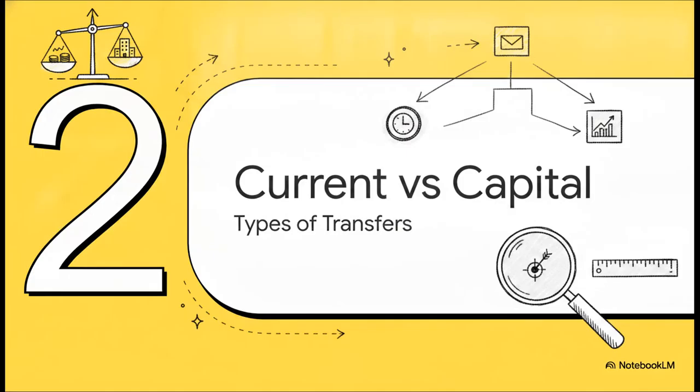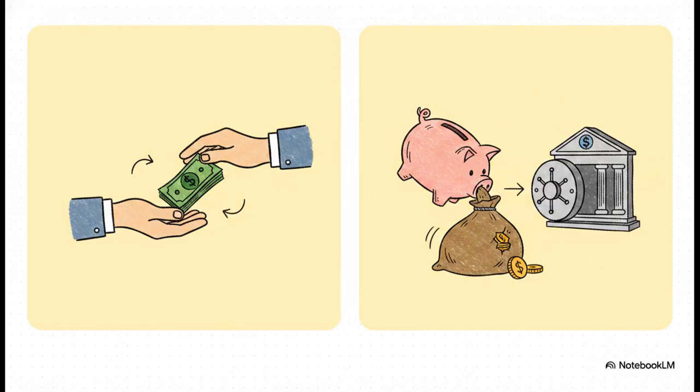Section 2. Current versus capital transfers. Now, we've got to distinguish between two totally distinct flows. First up, we have current transfers. These are paid out of the current income of the payers and add directly to the current income of the receivers. Think of a monthly welfare check or an old age pension. On the flip side, we have capital transfers, and these are entirely different beasts. They're paid out of the accumulated capital or wealth of the payer, and they add to the total capital or wealth of the receiver. Conceptually, if you want to maintain analytical clarity, you must separate your income-based transfers from your wealth-based transfers.